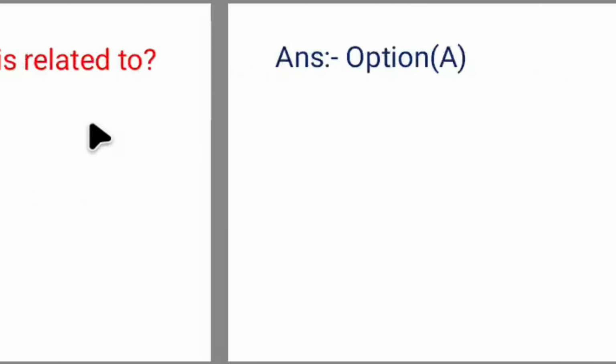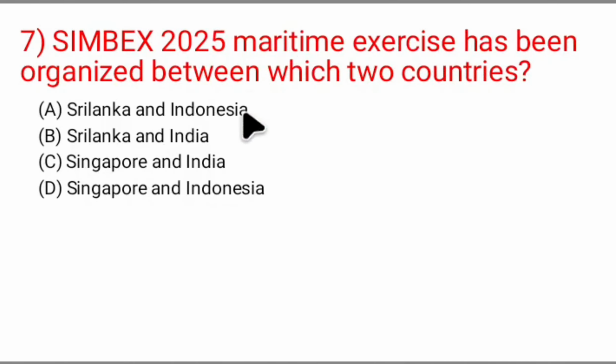And moving on, question number 7. The SIMBEX 2025 maritime exercise has been organized between which 2 countries? It has been organized between Singapore and India. SIMBEX is the joint military maritime exercise between Singapore and India. Hence option C would be the correct answer. The acronym for SIMBEX is Singapore and India Maritime Bilateral Exercise. So option C would be the correct answer.